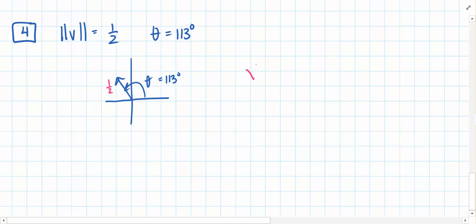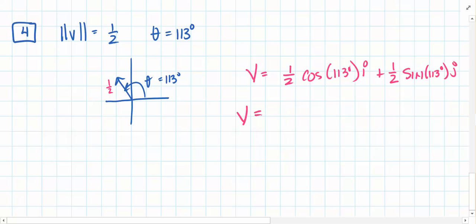We can describe vector v as equal to the magnitude, which is 1/2, times the cosine of 113 degrees. That's going to be our i component, plus 1/2 times the sine of 113 degrees, and that's going to be our j component. So we need calculators out. One of these is going to be negative, right? Is the cosine going to be negative or the sine going to be negative? The cosine will be negative because it's in quadrant 2. All right? So make sure your calculator is in degree mode.